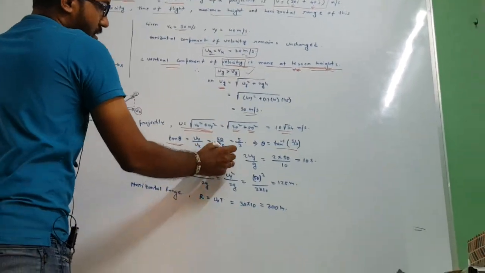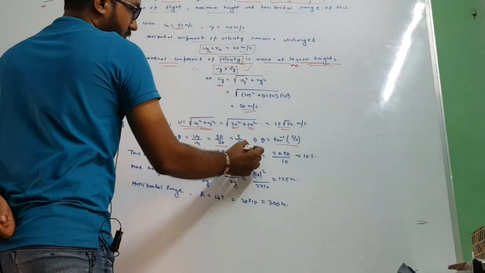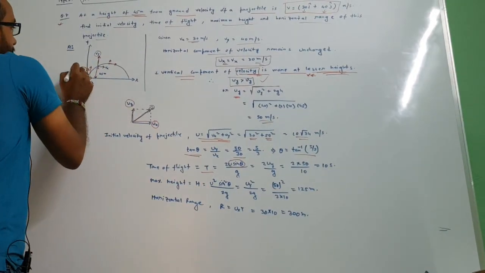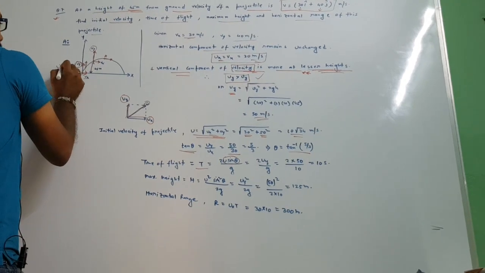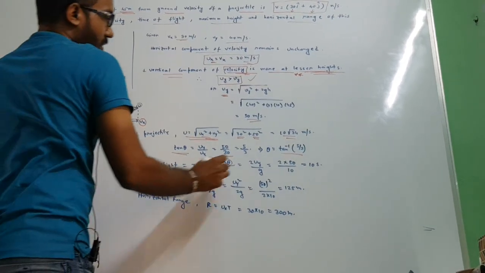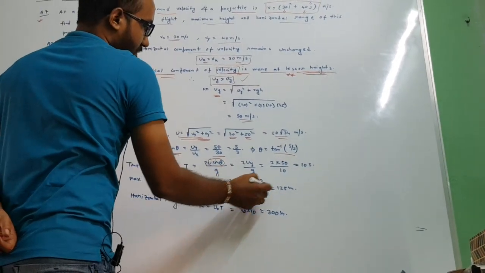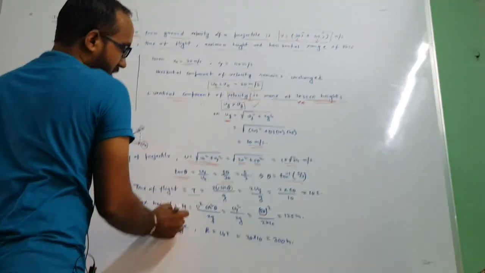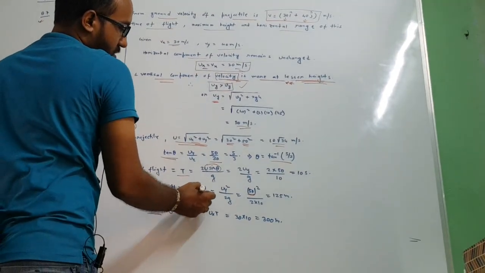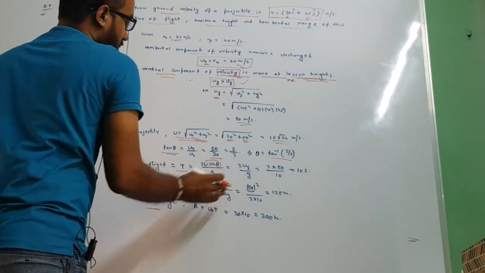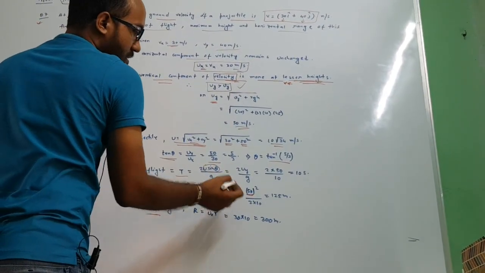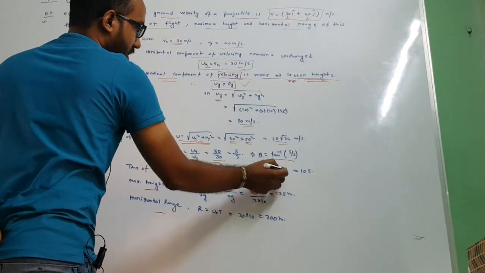Time of flight, we know the formula, 2u sin theta by g. What is u sin theta? U sin theta is your uy. So put the value of uy, that is 50, you will get the answer. What is maximum height? Maximum height is u square sin square theta by 2g. So u sin theta whole square, u sin theta is again uy. So uy square by 2g, put the values here, you will get the answer.